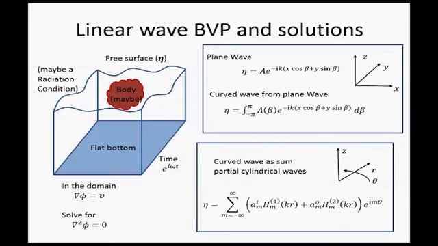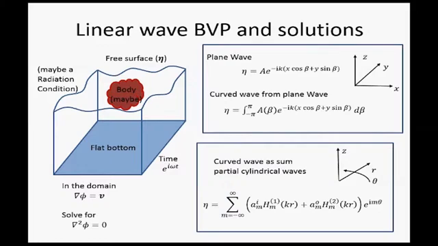These are harmonic waves, so they're sinusoidal in time. A solution to the linear wave boundary value problem is a plane wave, and that's a solution you get when you solve it in Cartesian coordinates. But this is a particular solution to the boundary value problem. A more general solution you can also get from plane waves by integrating plane waves over all directions, where the amplitude of this plane wave A is a function of the direction beta. But if you solve the boundary value problem directly in cylindrical coordinates, r in the radial direction, theta in the angular direction, and z going upwards, you get a solution that looks more like this.